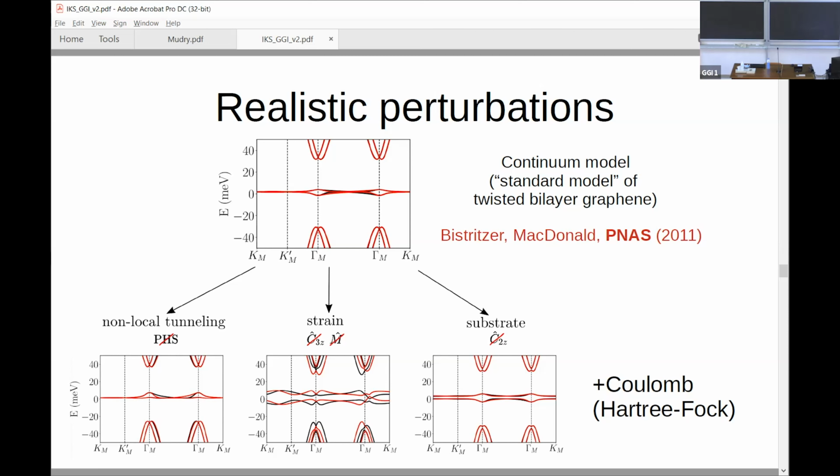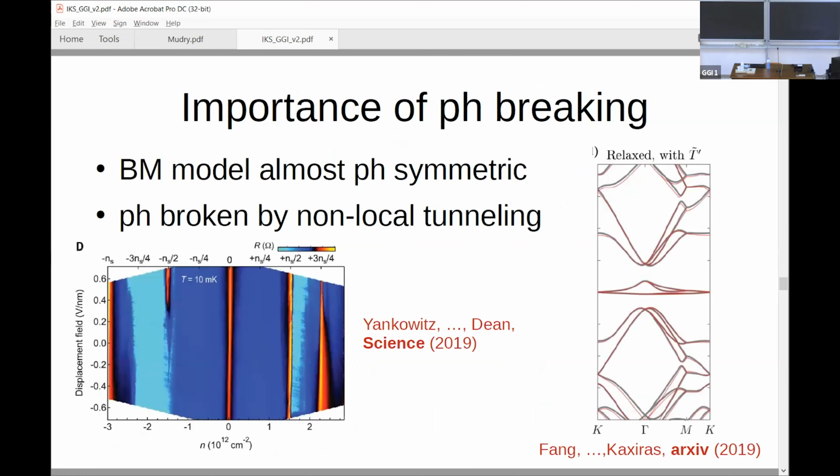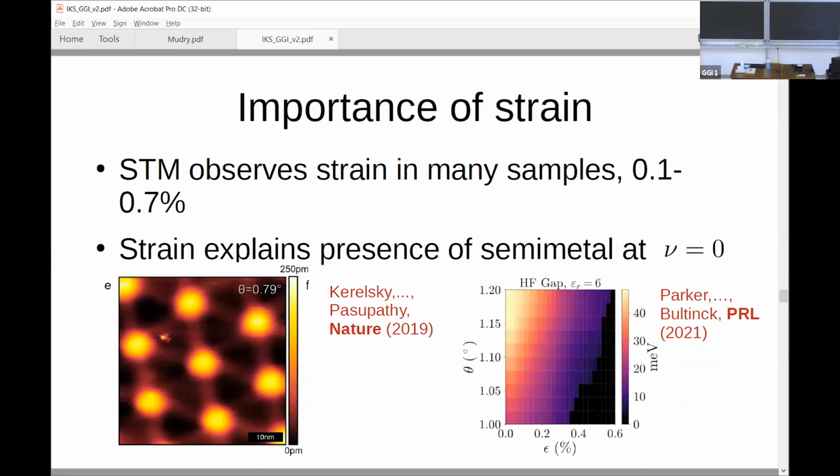So let me say a little bit more about each of these three perturbations individually. So particle-hole symmetry breaking, well, this is just one example of an experiment where you see strong insulators at positive fillings, weak insulators or no insulators at negative fillings. And in DFT calculations, this band structure is shown to be strongly particle-hole asymmetric as well. And basically, we use some terms motivated from this DFT to add to our Hamiltonian.